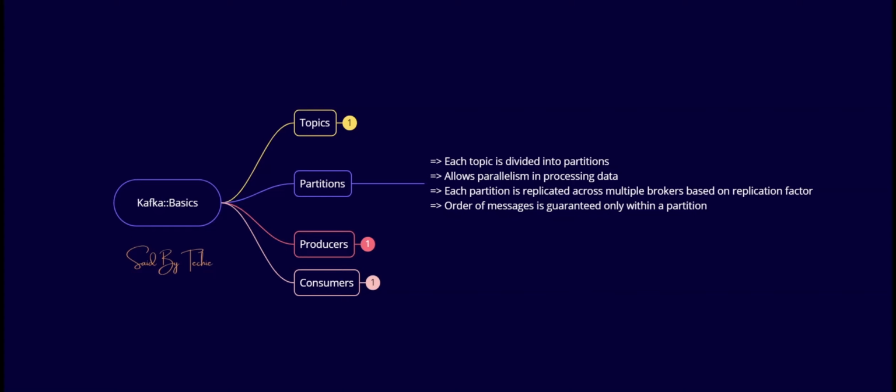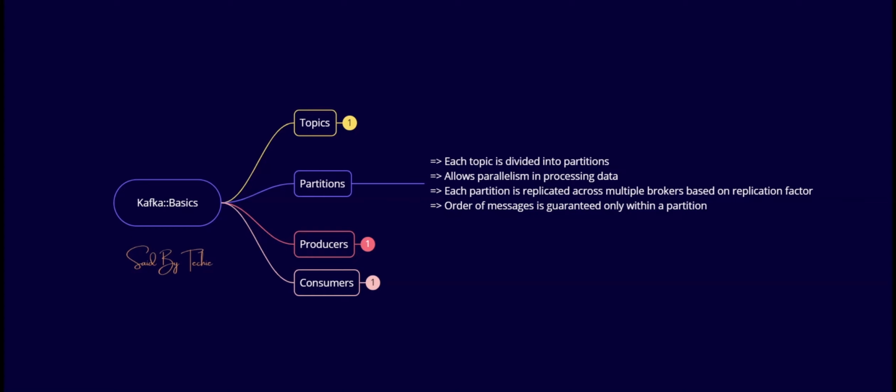When a consumer picks up, or a consumer group, we are going to discuss what it is. There are multiple consumers in a consumer group, and each consumer will be assigned a partition, and no two consumers in a consumer group will have the same partition. This is how parallelism is achieved.